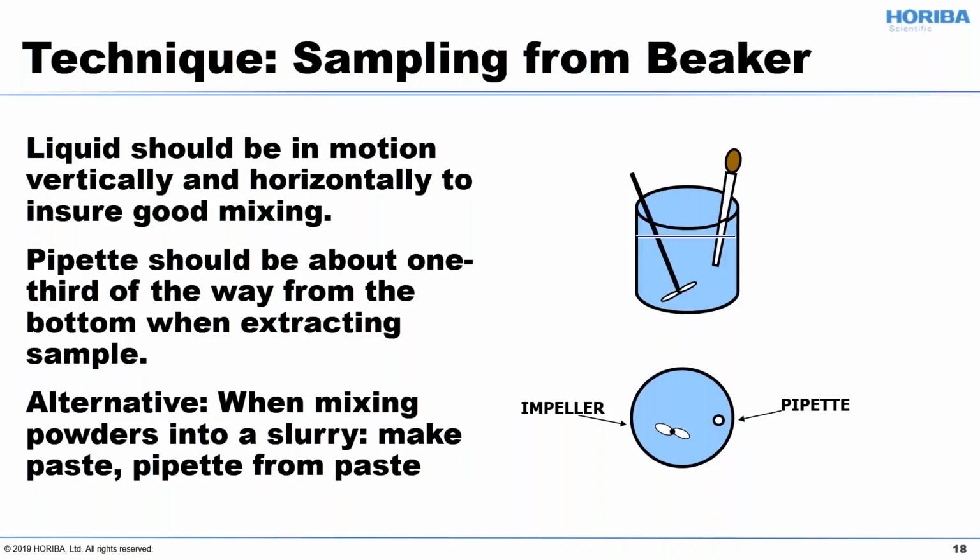Put a pipette in and go about 1/3 of the way from the bottom, so you don't take off just the big stuff from the bottom or just the fines from the top. Sometimes you can also have a slurry, and you mix the slurry and then pull off with a paste, and that's pretty easy. So the nice thing about liquids is they're very easy to mix. Just pay attention that you're mixing in all directions.